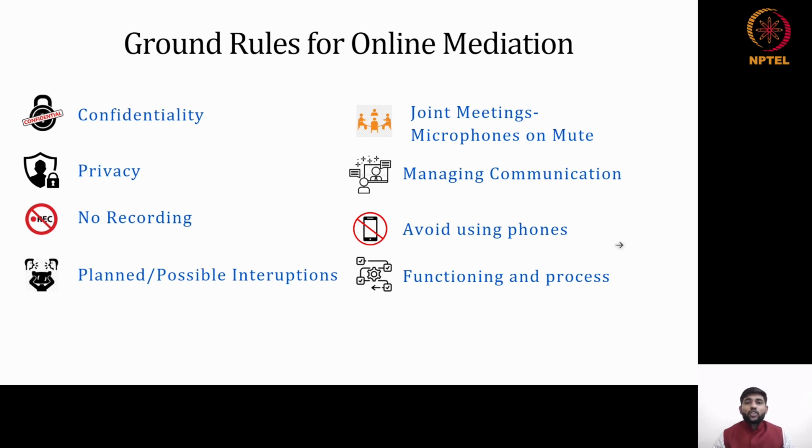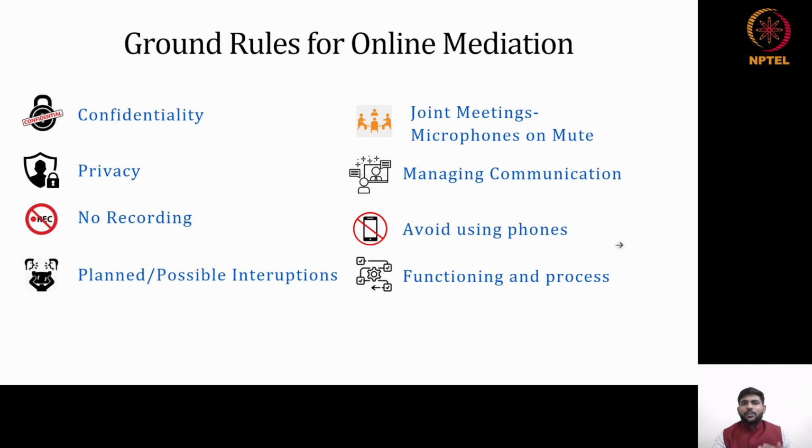In physical mediation, the ground rule is to avoid phones. Even in online mediation, the parties should avoid using phones. For the purpose of functioning and the process, the mediator should disclose beforehand how the online mediation will take place, so that it functions smoothly without any technical glitch. These are the ground rules the mediator is required to disclose before the online mediation commences.